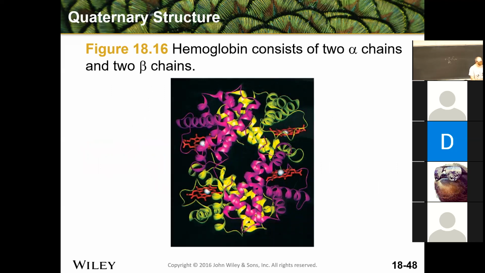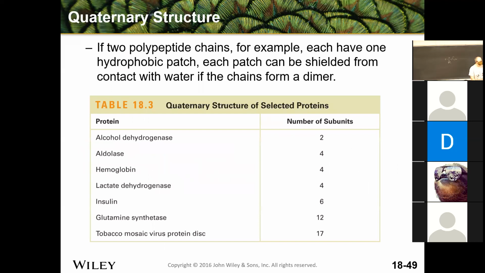Okay, so here's hemoglobin. Hemoglobin consists of 4 chains, 2 alpha, 2 beta chains, that are packed in a specific 3-dimensional arrangement. Okay, here are just some examples of proteins that have quaternary structure.